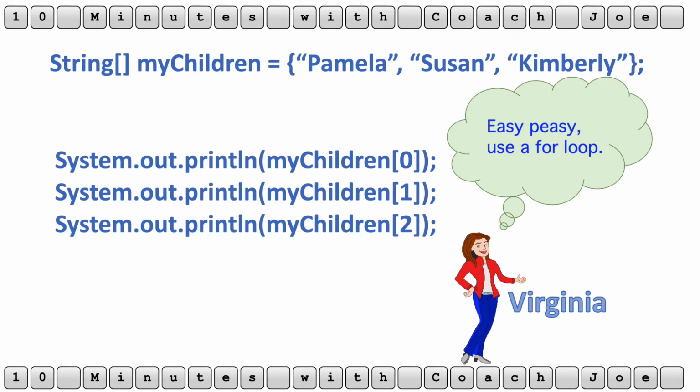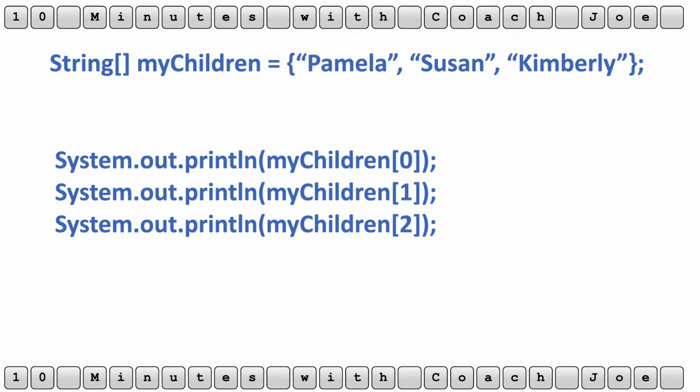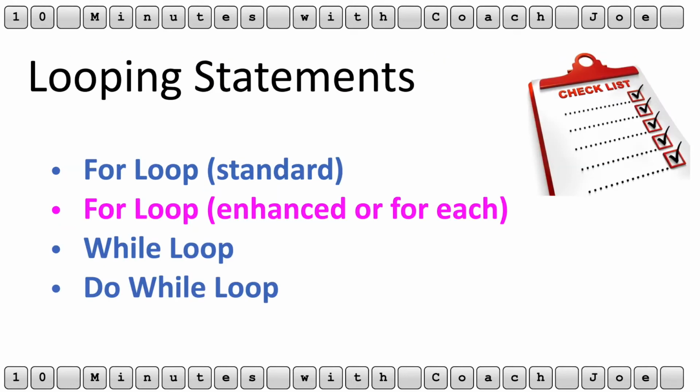Correct. Often you will be in a situation where you need to execute a set of code multiple times until a specific condition is met. There are 4 types of looping statements that will accomplish this task. In Lesson 24, we talked about the standard for loop. This loop is used when you know the exact number of iterations a block of code will be executed. In this lesson, we'll cover the enhanced for loop, often called a for each loop.